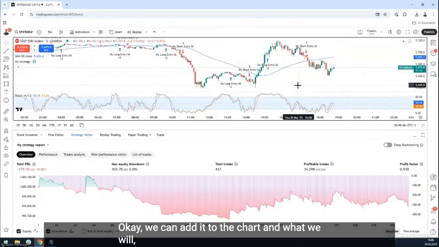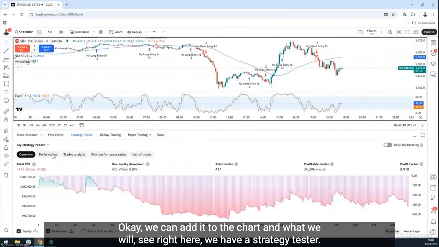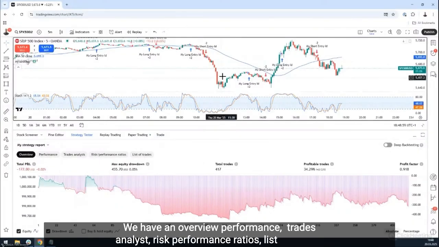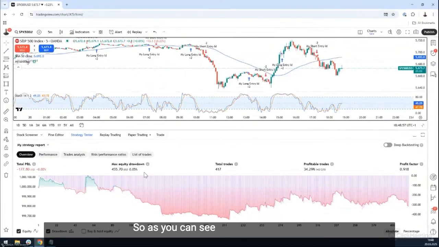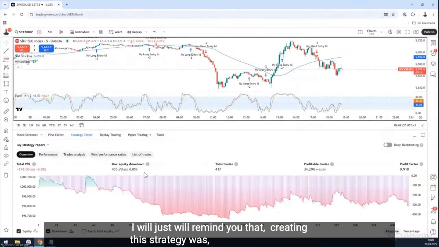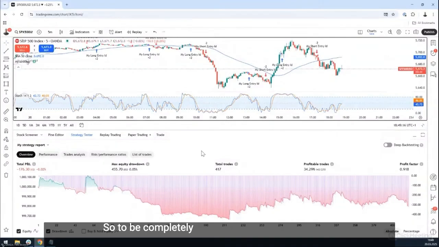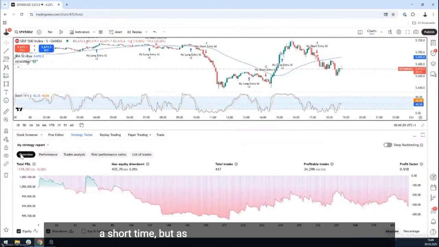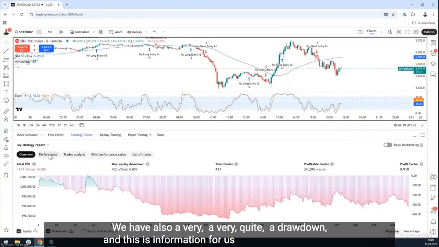And what we will see right here, we have a strategy tester. We have an overview, performance, trades analysis, risk performance ratios, list of trades. So as you can see right here, I can say, okay, this maybe is not the best strategy. I will remind you that creating this strategy took about 30 seconds. So to be completely honest, I really believe that this strategy is not the greatest because I created it in such a short time. But as you can see, total profit and loss, we have the loss. We also have a very quiet drawdown.